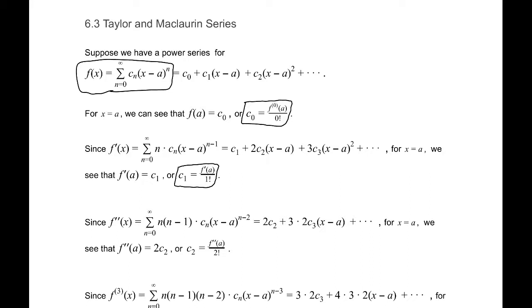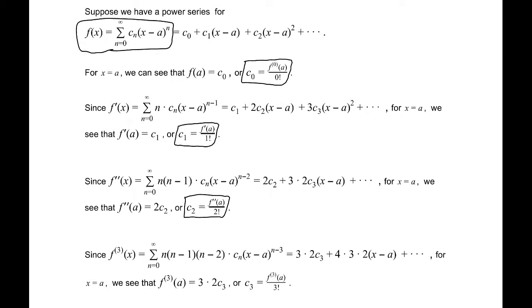Continuing on, f double prime is n times n minus 1 times the rest that's familiar. Expanded form we have here. If we evaluate at x equals a, every term is 0 except for 2 times c2, our coefficient. Rearranging that, we see that c2 equals f double prime of a divided by 2 factorial.